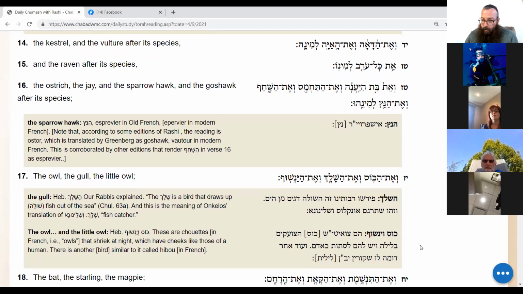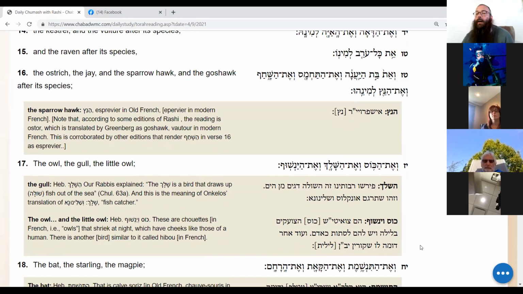It's called orev lemina. Number six, any kind of an orev. Orev is a raven, right? We have them, those black birds flying around that we see. The ravens, they're also prohibited. Ves bas hayano, and the ostrich. Ves hatachmas, ves hashacha, ves haneitz liminehu. The jay, the sparrowhawk, and the goshawk, after its species, all these are prohibited for a Jew to eat. Those are 10 so far.